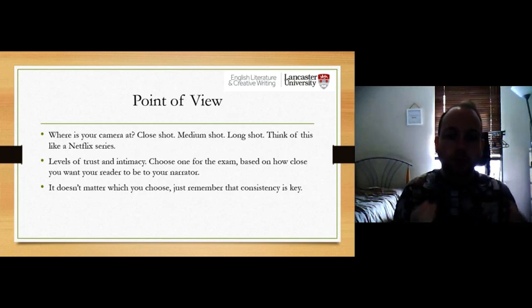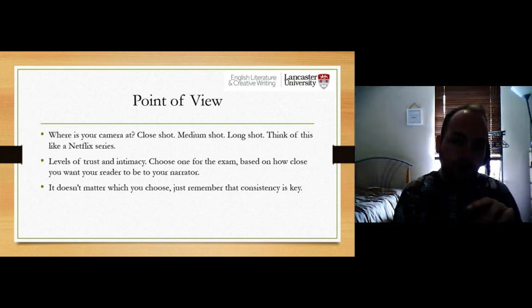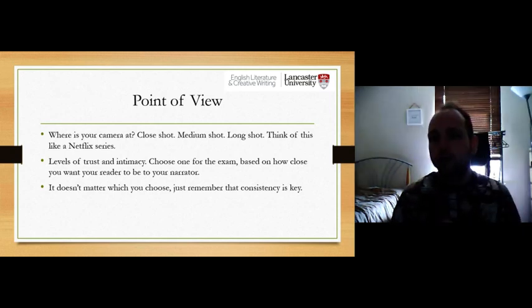What does a long shot say if we're talking about an entire village, an entire town, if we're talking about them generally, like in a novel such as Middlemarch? Does that lose intimacy compared to talking about one person close up, or does that create intimacy? It's all about levels of trust. Now, for the purposes of this writing exercise, objectively speaking, we can choose one of these for the exam.